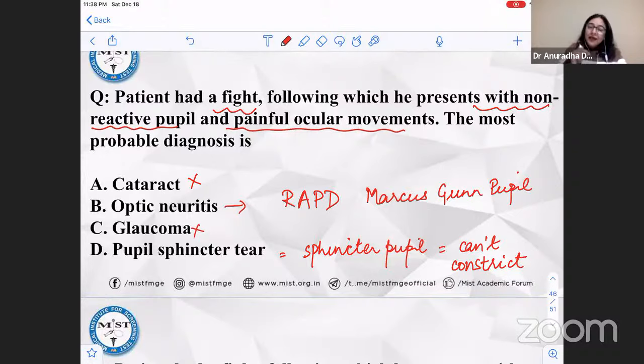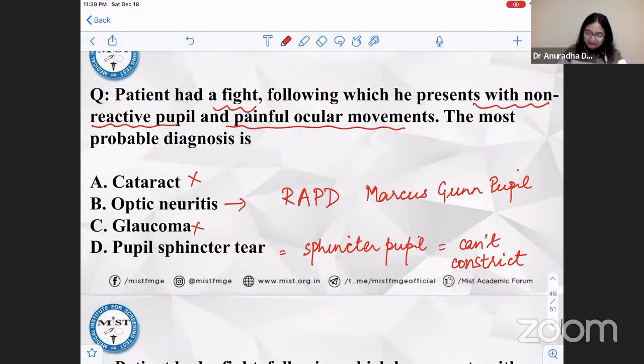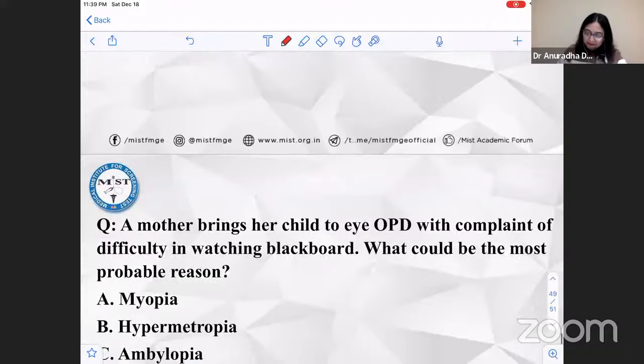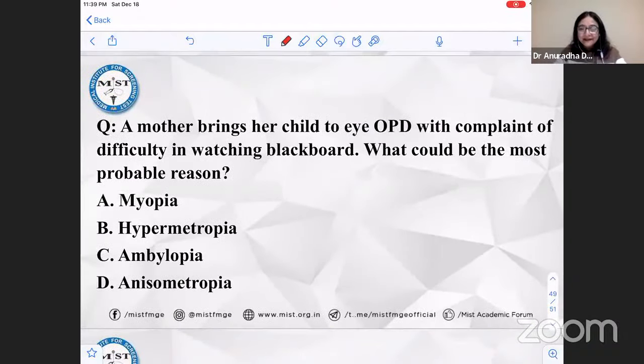The answer can be pupil sphincter tear if there is more description in the case scenario, because optic neuritis will not have a non-reactive pupil, there will be a Marcus Gunn pupil in that. So I will leave this question open till we get more confirmation about this question. Okay, so this was the discussion about this particular question.